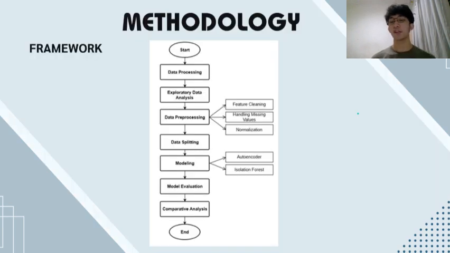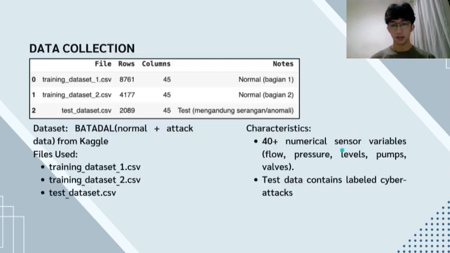Now let's continue with our methodology. Here we have the framework. Next we have data collection. We use the BATADAL datasets, which contain normal operation data and test data with cyber attacks. It covers over 40 numerical hydraulic variables such as flow rates, pressure, tank levels, pumps, and valves.